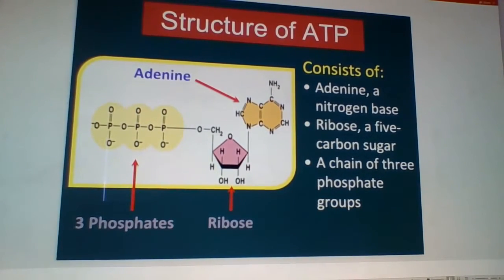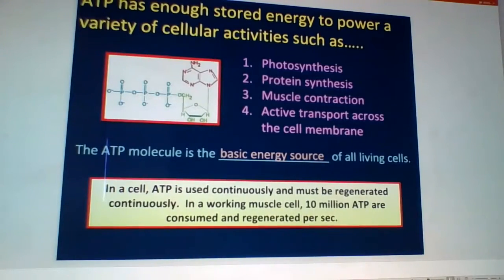The structure of ATP. It consists of an adenine, which is this orange compound over on the side. It's a nitrogen base. A ribose in pink, which is a 5-carbon sugar, and a chain of 3 phosphate groups. ATP has enough stored energy to power a variety of cellular activities, such as photosynthesis, protein synthesis, muscle contraction, and active transport across the cell membrane.